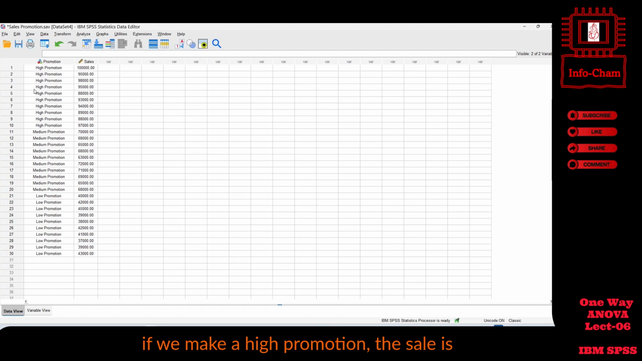Practically, you can say if we make a high promotion, the sale is increasing. Just see from this data, we can easily see that if there is a high promotion, obviously sale is increasing. If we don't invest money on the promotion, the sale is not, because the public will not know, right? So the idea is to use this data set. Students, how many classes do we have in this? 3. How many samples do we have? 3, right? But how many records do we have? 30. So we can analyze the data with the help of ANOVA.